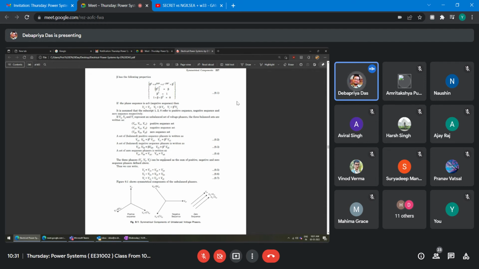Sometimes in interviews somewhere, at a high level, I ask this question: for an unbalanced system, how can you compute all the loss? It is not just I square R. Also, in your theory, you have the magnetic circuit. There are many things there, but I have not taught that theory anyway.